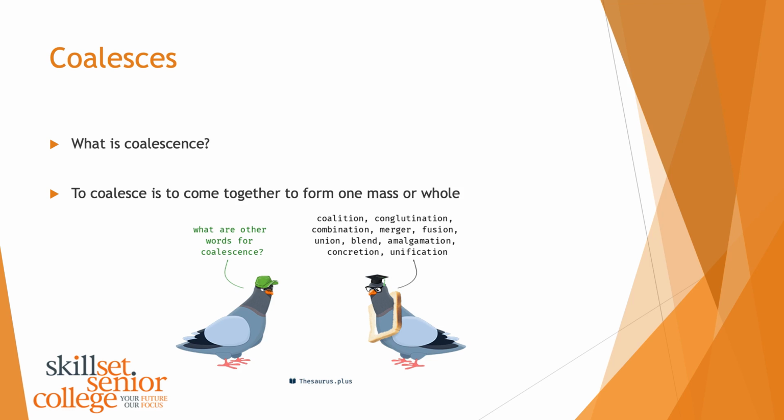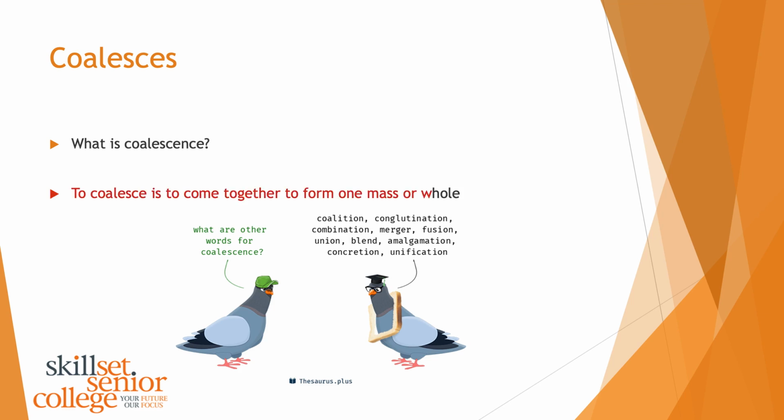So if you have a bunch of space rock that's floating around, that would coalesce when it formed a single big rock or planet. So other words for coalescence are coalition, conglutination, I've not come across that one to be honest, combination, merger, fusion, union, blend, amalgamation, concretion, and unification. So it means coming together.